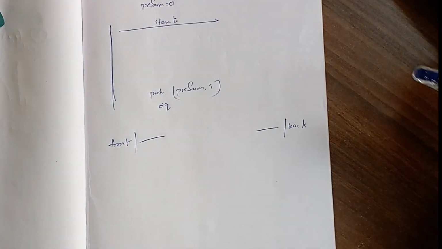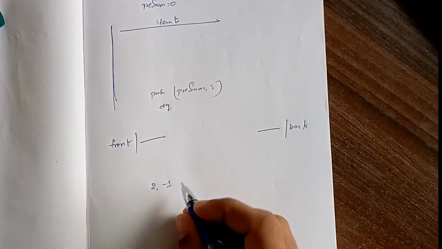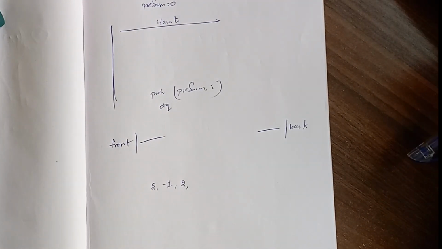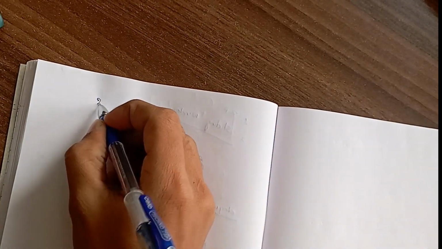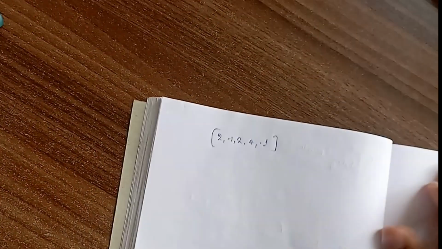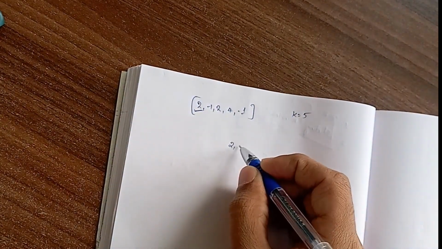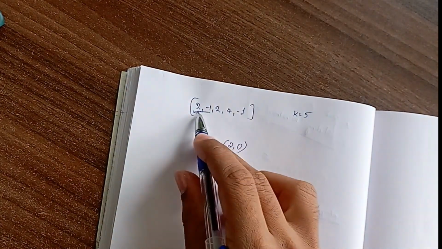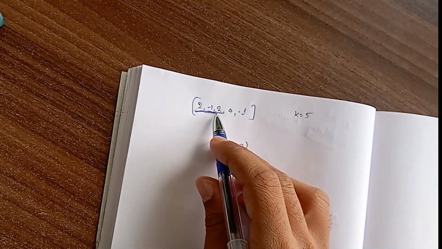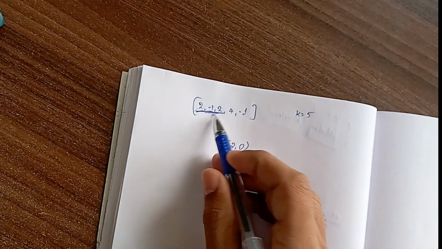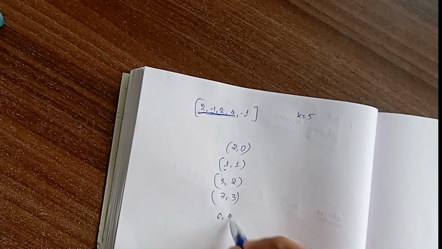Imagine we are given an example 2 -1 2 4 -1, and k is given as 5. At the first index we got the prefix sum as 2 and the index 0. At index 1 we got the prefix sum 2 -1 is 1 and the index 1, and then 1 plus 2, the prefix sum plus the current element, will be 3 and the index is 2. And then for 4, 3 plus 4 is 7 and we got it at the index 3, and 7 -1 is 6 and we got it at index 4.